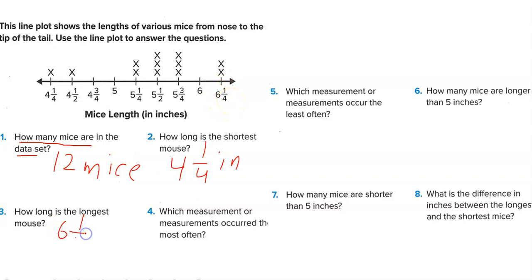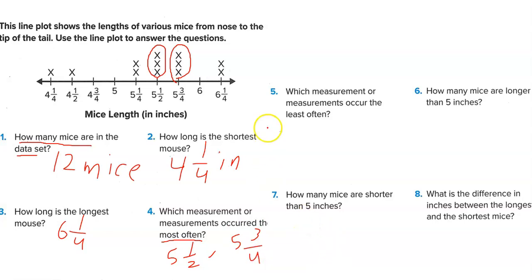What is the measurement that occurred the most often? The most often معناتها repeated most أو تكررت أكثر شيء. هذه تكرر 3 مرات وهذه تكرر 3 مرات. لا تكتب واحدة، اكتب الاثنين. So the values that occurred most often are 5 and 1/2 inch and 5 and 3/4 inches.